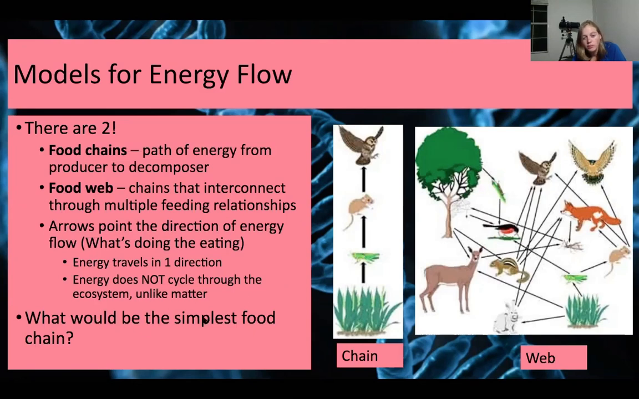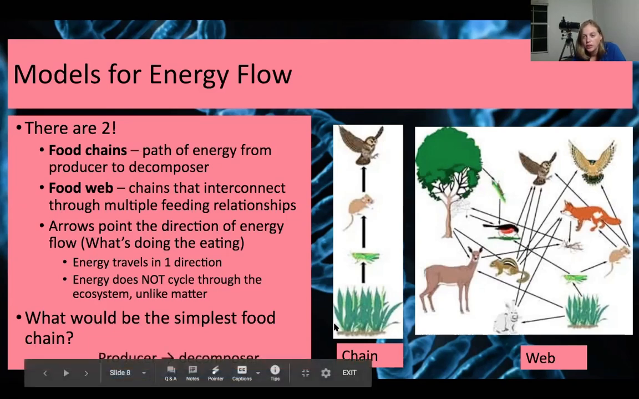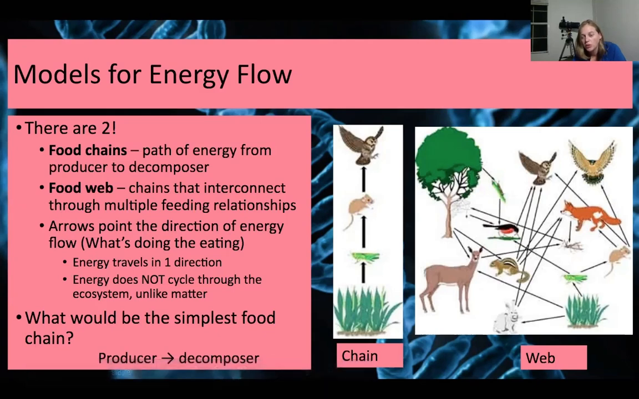So what would the simplest food chain be? Remember what all food chains start with: producers. And what do all food chains end with? Decomposers. So we have a producer, decomposer. That's the shortest food chain possible. If a plant just dies and it is decomposed by, say, a fungus.